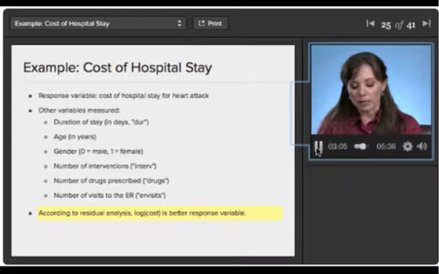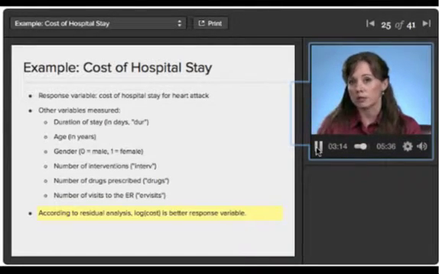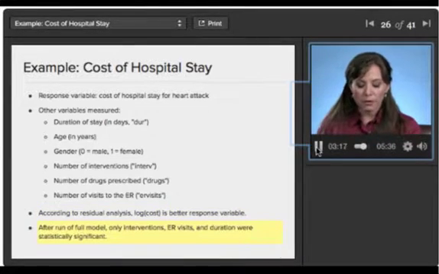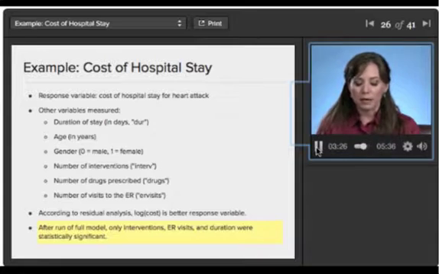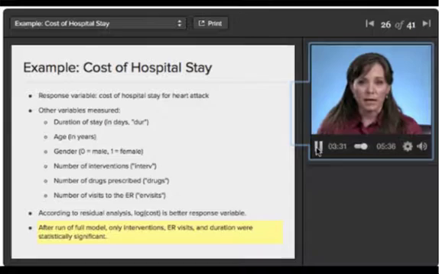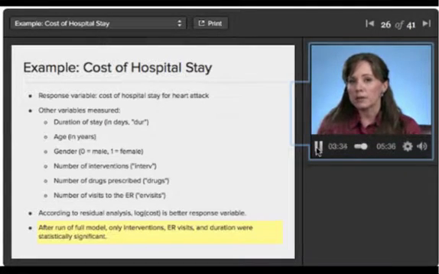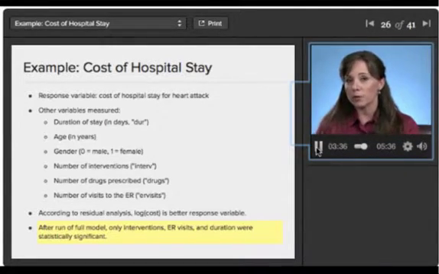A residual analysis determined that log cost was more appropriate as a response variable. Therefore, everything that we're doing from this point forward is done with log cost as the response instead of the original scale cost. And after a run of the full model, it was seen that only interventions, ER visits, and duration were statistically significant. In other words, we could possibly cut out age, gender, and drugs prescribed, and it was worth trying to do this test for subsets to see if all 3 of those variables could be excluded.